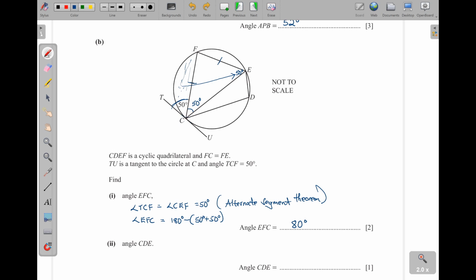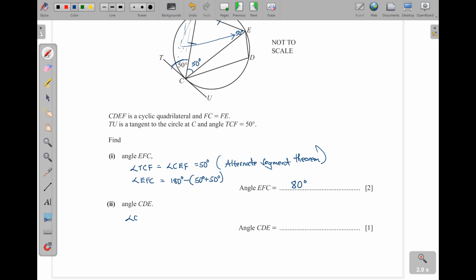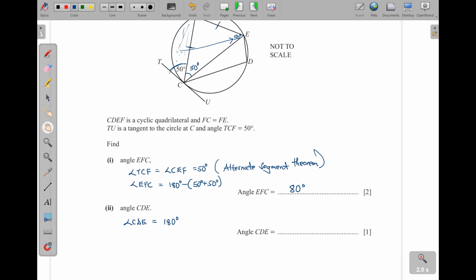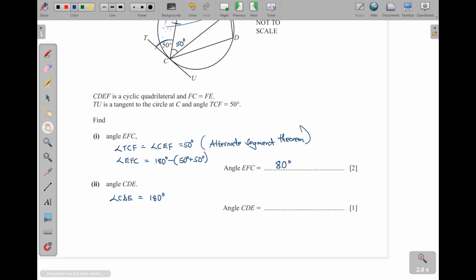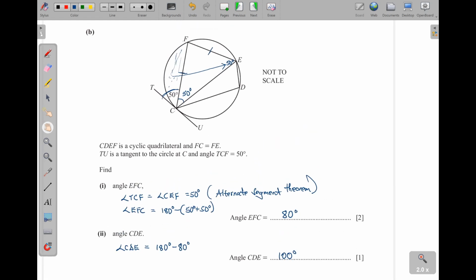Do you realize that since this one is a cyclic quadrilateral, they even told us here. So this angle here is opposite to this one. That means to get angle CDE, I'm just going to say angle CDE is equivalent to 180 minus this one. I've just gotten EFC, so minus the 80 we have gotten. So meaning we get 100 degrees there, because opposite angles in a cyclic quadrilateral add up to 180 degrees.